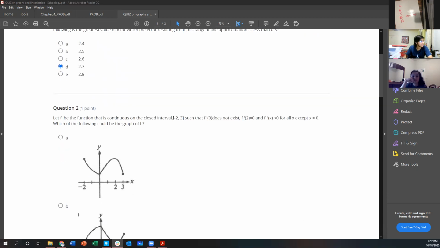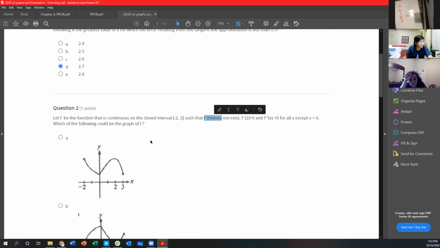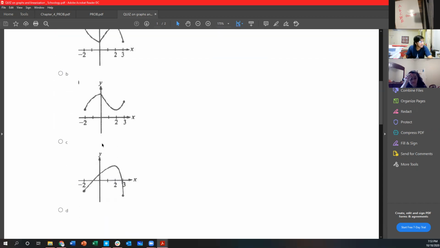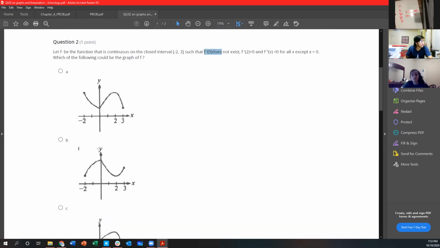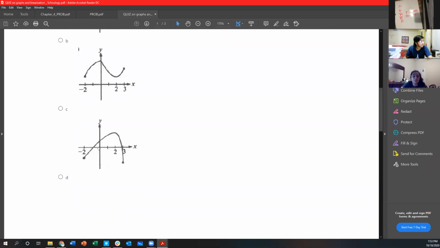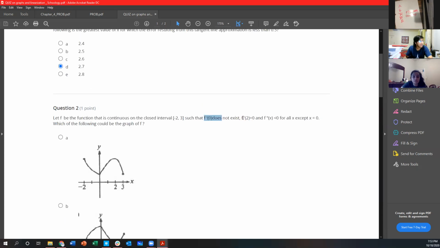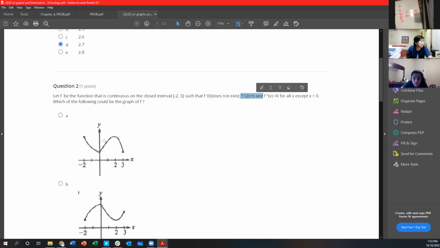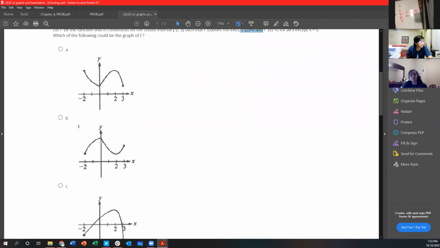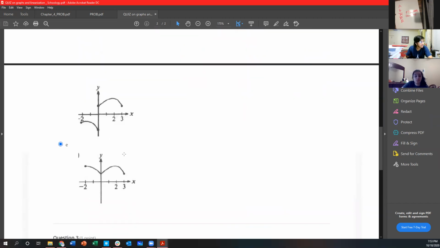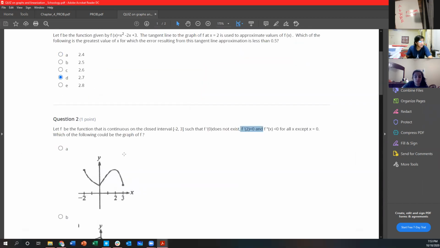Let f be the function that's continuous on this closed interval. f prime of 0 does not exist. So if f prime of 0 does exist, we can remove it. f prime of 0 exists in C, so we can get rid of that. So C and D are out of the game. f prime of 2 has to equal 0. So A works, B works, and E works. That didn't eliminate anything.